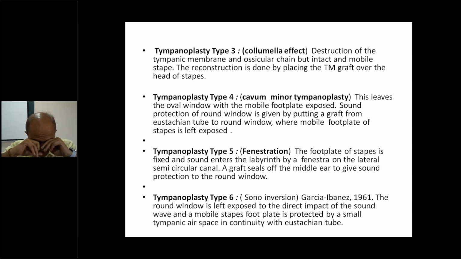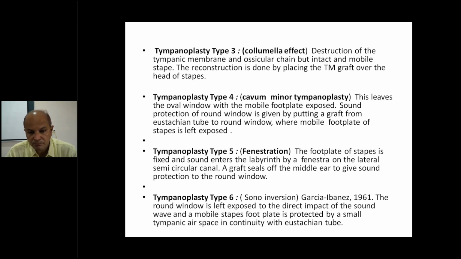So in these conditions, when you remove the malleus, you can either remove it fully or you can just remove the head of the malleus, because most likely the fixed part will be the head of the malleus. So you just nip off the head in the neck region, and then the mobility comes, and the ossicular chain starts to function.